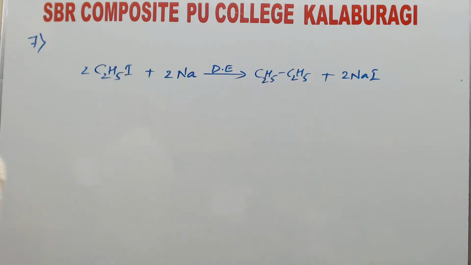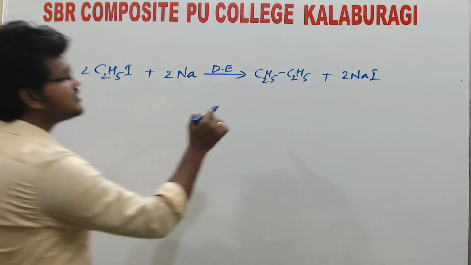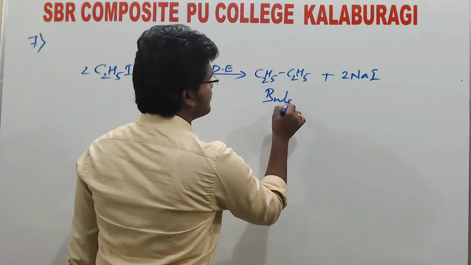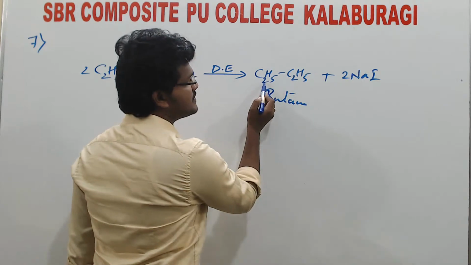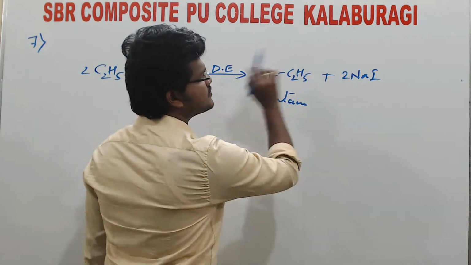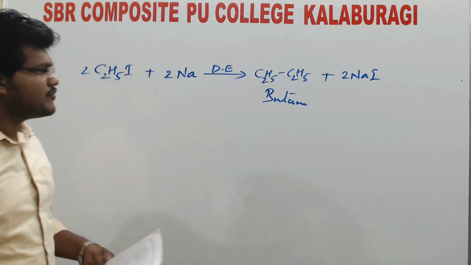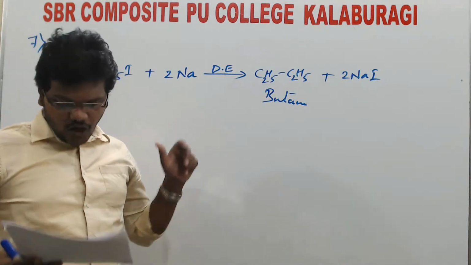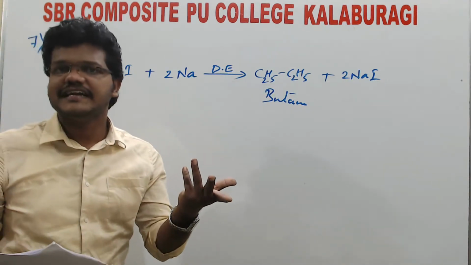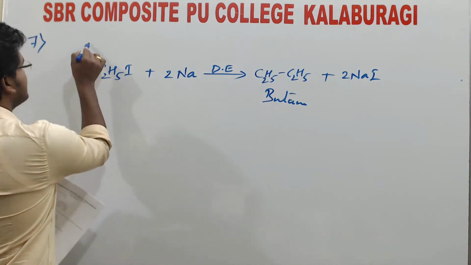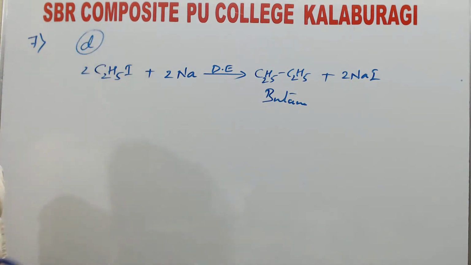2 moles of sodium iodide. So I am going to get butane. C2H5 combines with C2H5, so I am going to get butane. Option number D. So for the 7th one, the correct option is D.